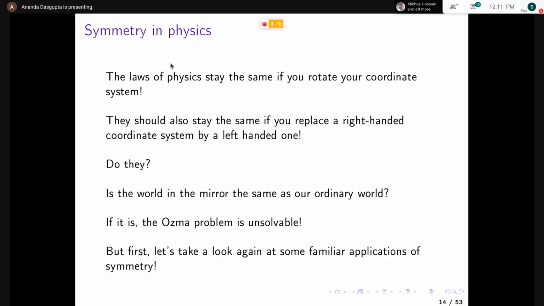Okay, so at this stage, we are going to start looking at some familiar applications of symmetry. Again, as physics students, everybody knows these problems. So look at the heading. It says, "It is obvious from symmetry that."